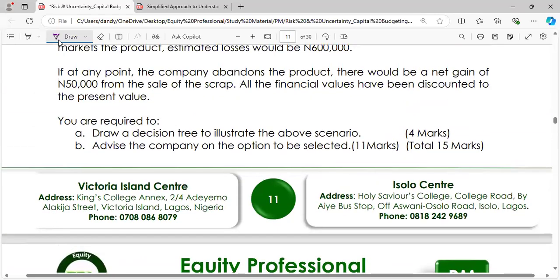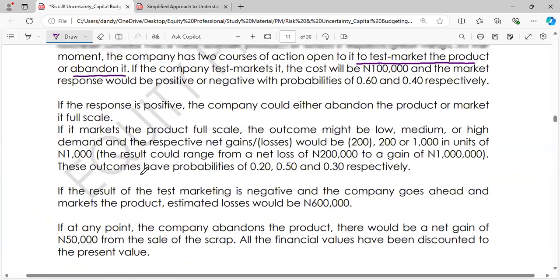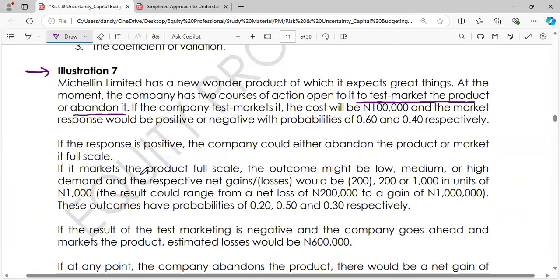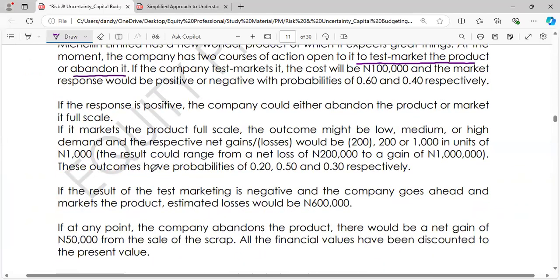Thank you very much, Kunle. Yes, that is the question. The examiner is asking you to draw a decision tree to illustrate the above scenario. Even without the examiner telling you to draw a decision tree, you should know that you are going to use a decision tree to analyze this scenario, because you cannot use expected value for this. You can also not use a standard deviation. There's no simulation, because in this question you are not given random numbers. Therefore, you cannot use a simulation. So the best method to use to analyze this situation is decision tree.